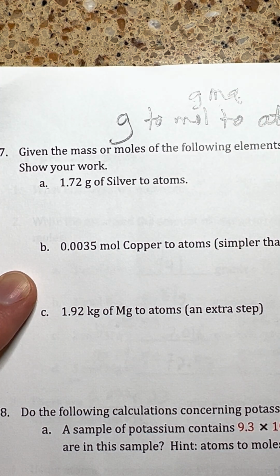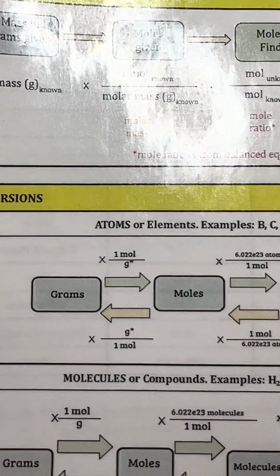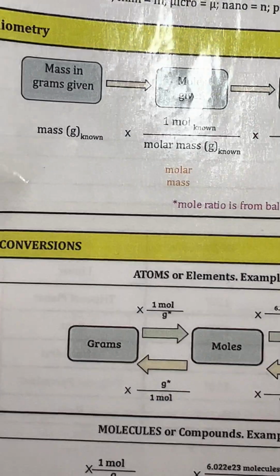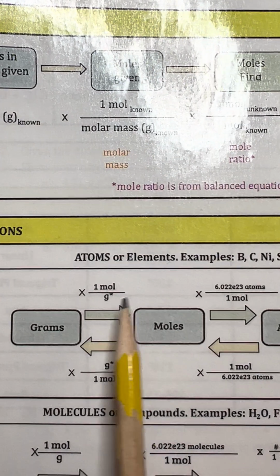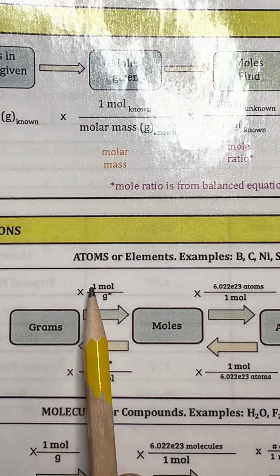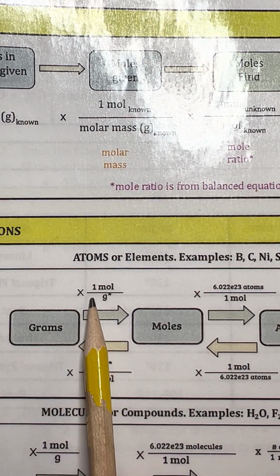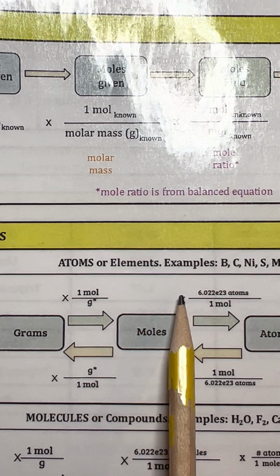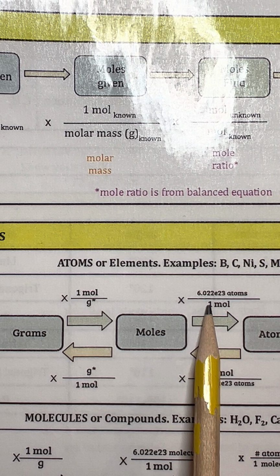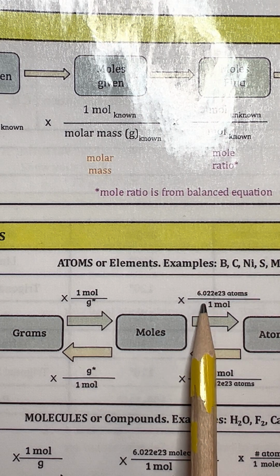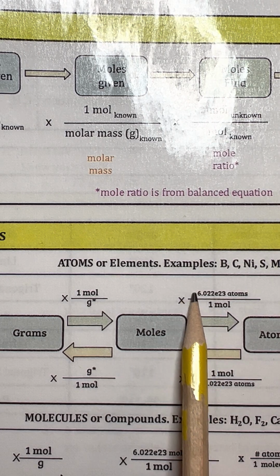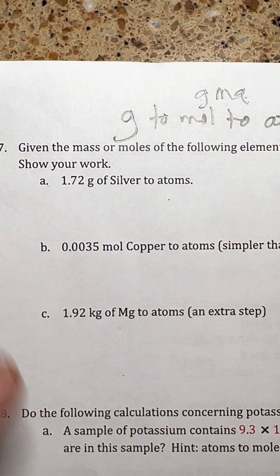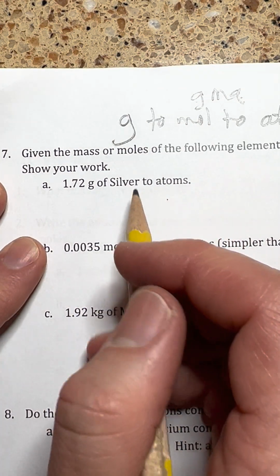And so you could go to your little mole conversion sheet that you'll have on your test. And so you're starting here. That's your starting number. You'll multiply it by 1 mole over the mass from the periodic table, and then that lands you there. And then you'll multiply that by 1 mole. You'll divide by 1 mole on the bottom, but we ignore 1. And you'll multiply by Avogadro's number on the top. So let's do this.